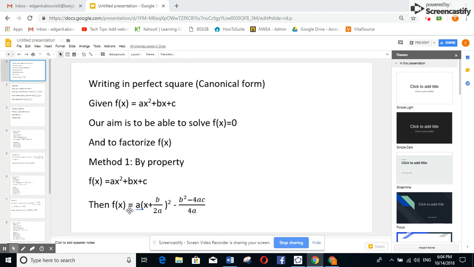If you have an equation of second degree of the form ax squared plus bx plus c, we can use this method, where a is the coefficient of x squared, b is the coefficient of x, and c is the coefficient of x power 0. So we write a in factor, x plus b over 2a, squared, minus this expression, so we can write it that way. This formula, we're going to use as method 1.